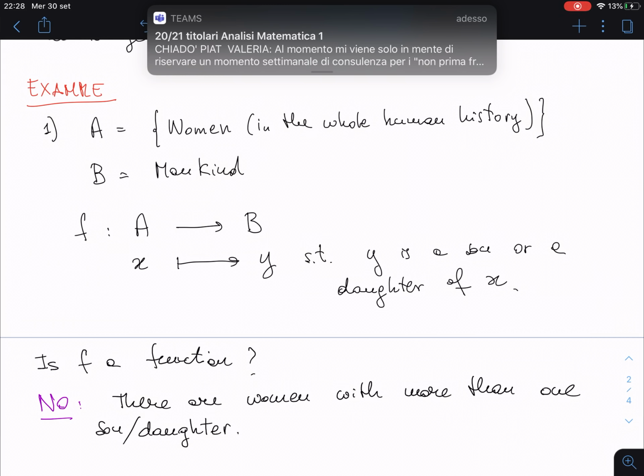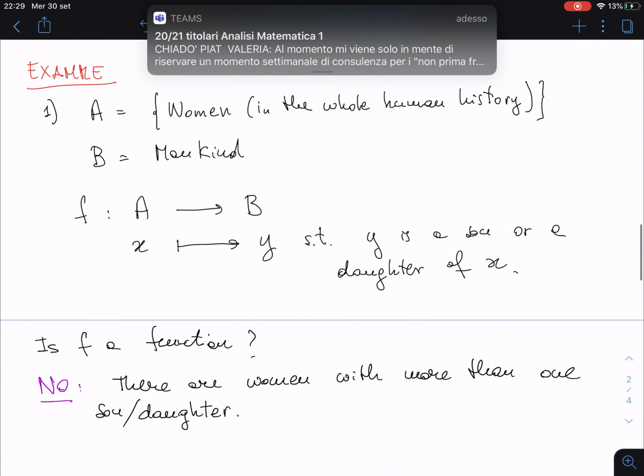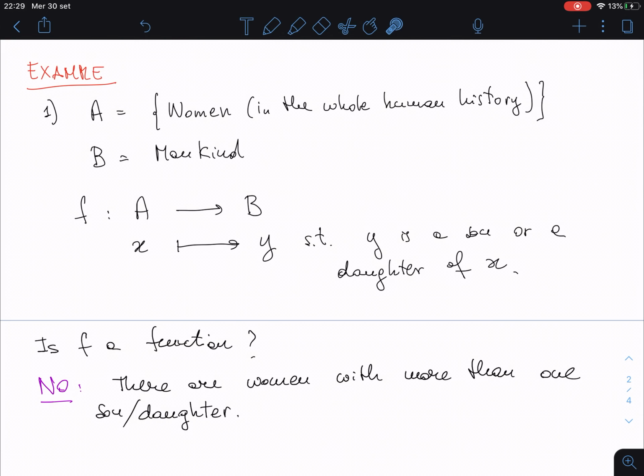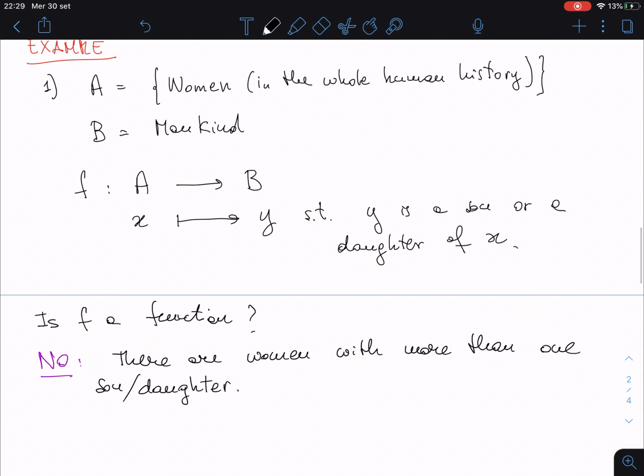So try to do the second example and to change it a bit. And the example is very similar, so let me copy it.